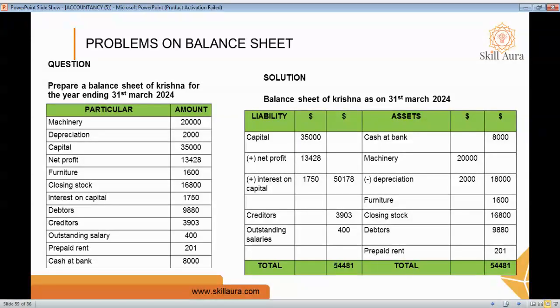This is the question. And when it comes to the solution, we first have to analyze what are the assets and what are the liabilities, and then we have to give a heading, balance sheet of Krishna as at 31st March 2024. We have to have two columns, liability with an amount column, and asset with an amount column. And if you want, you can add one more additional column for the amount, so it will be easy to calculate. Let's know what are the assets and liabilities.